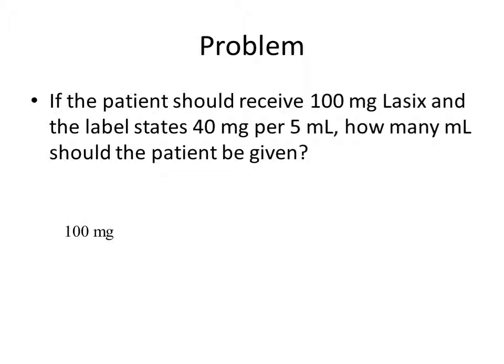To do this problem, you must ask yourself, what am I giving the patient? You're giving your patient 100 milligrams, so that's what you start with. That is the dosage. So we have 100 milligrams written right here. Now what we need to do is convert that to milliliters. In the problem, you notice the concentration is given. There are 40 milligrams per 5 milliliters. This means I can convert milligrams to milliliters, which is what the question is asking for.